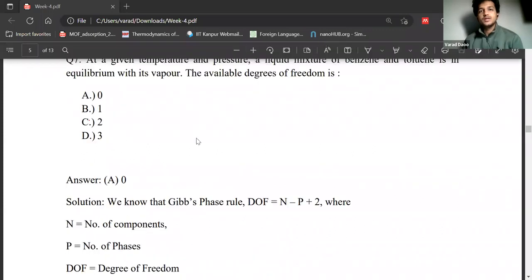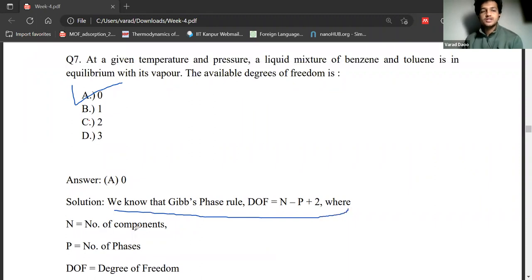Yes, the correct answer is option A. Like I said, we know Gibbs phase rule, where n is the number of components, p is the number of phases, and d of f is the degree of freedom.